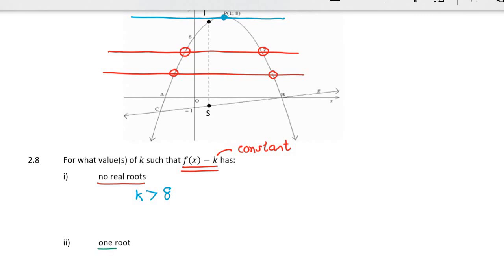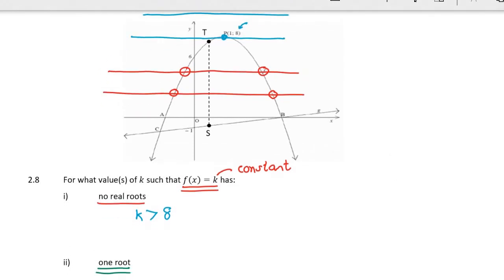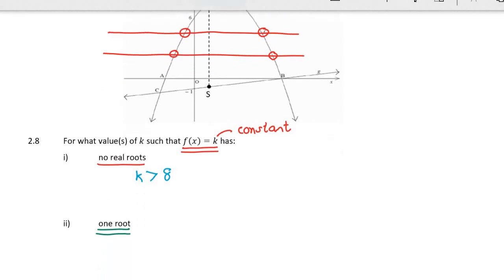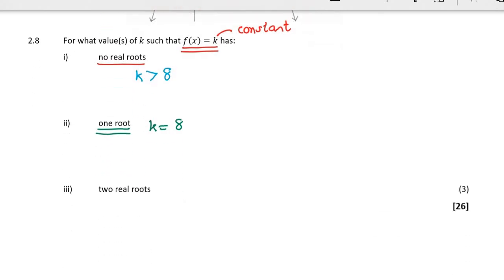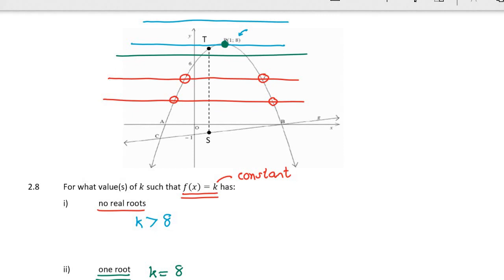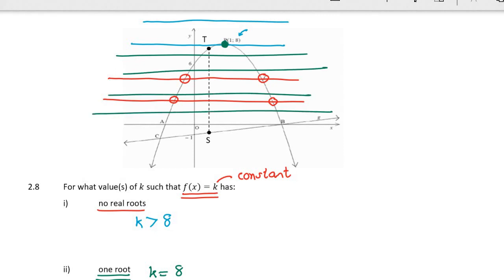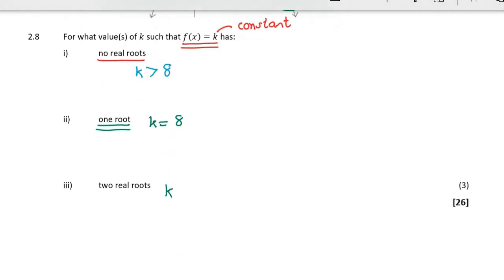So the next question says, what values of k will allow for one root? Now, I've kind of already said that. There's only one place a horizontal line can be if you're going to make sure that it intersects the graph only once, and that is if k equals 8. So if you drew a horizontal line at 8, the graph would only intersect it once. Now, when it says it wants 2 real roots, anywhere below that 8, your horizontal line would hit the graph twice. So as long as k is less than 8, you would have 2 real roots.